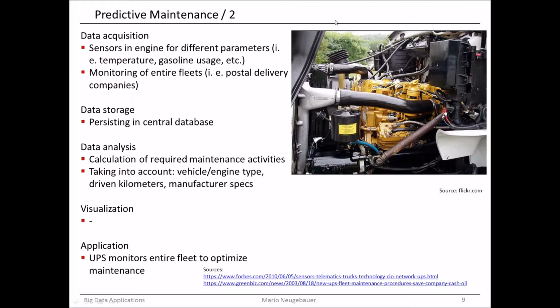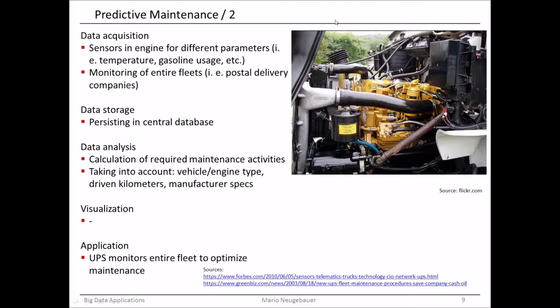Now let's have a look at the main parts of such a predictive maintenance application, which you would realize with the acquisition and processing of big data. First, you somehow have to acquire the data. You would acquire the data by equipping your machine, your plant, your vehicle with sensors.